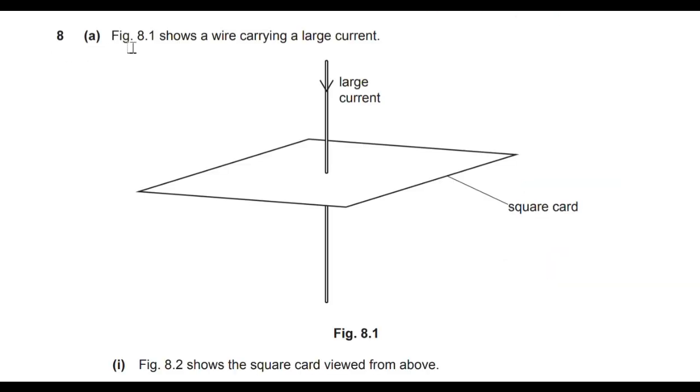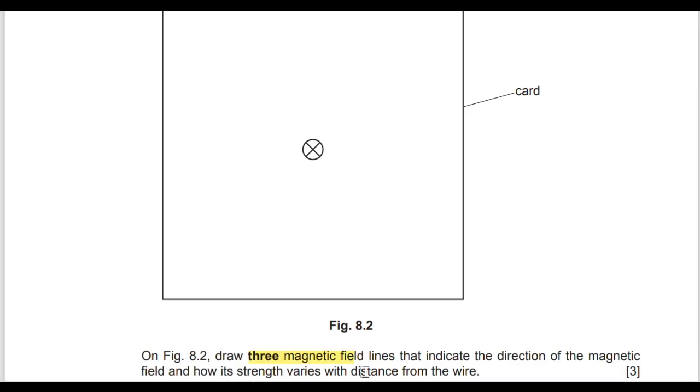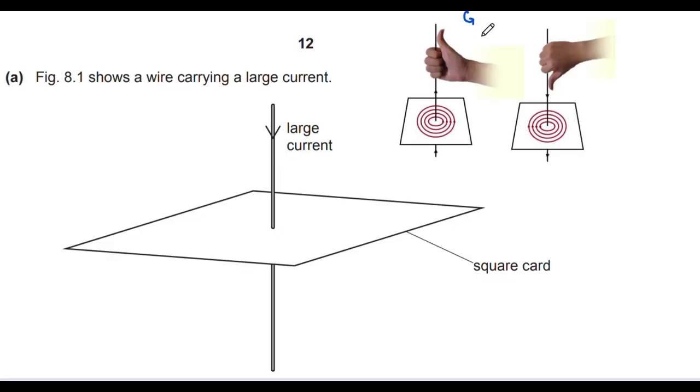Eighth question says, figure 8.1 shows a wire carrying a large current. So here we have a square card on which we have a wire and the current is flowing downward. One part says, figure 8.2 shows the square card viewed from above. So here we have an upside view of the same figure and the current is flowing into the page. And on figure 8.2, draw three magnetic field lines that indicate the direction of magnetic field and how the strength varies with distance from the wire.